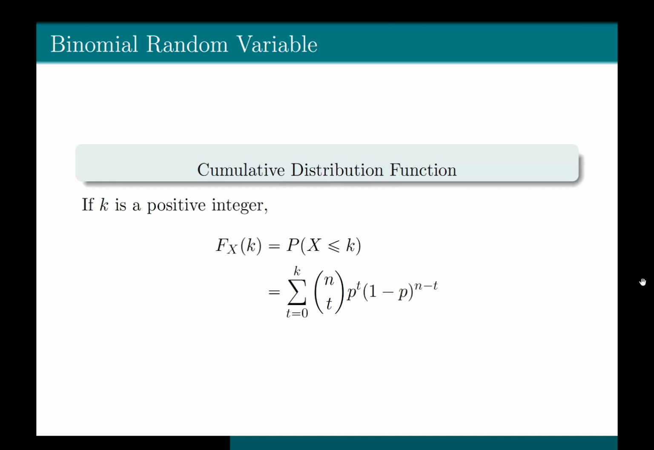And if you use this formula, if you find probability X less than or equal to k, it basically means summation t from 0 to k, nCt, p to the power t times (1 minus p) to the power n minus t. Now, we cannot really simplify it further. So whenever it comes to the cumulative distribution function of a binomial random variable, we just leave it over here.